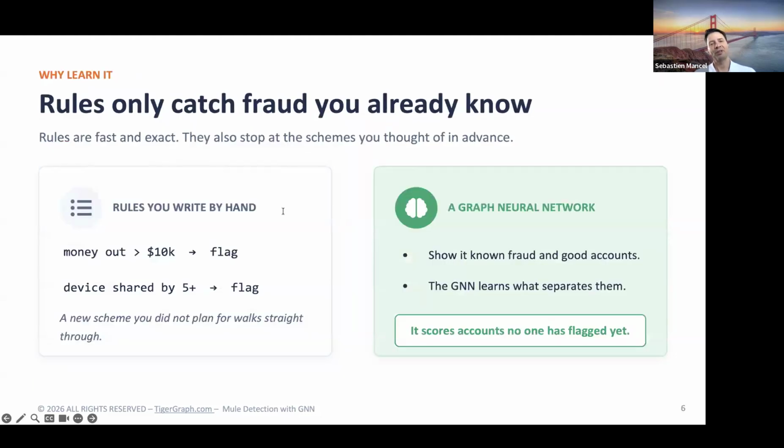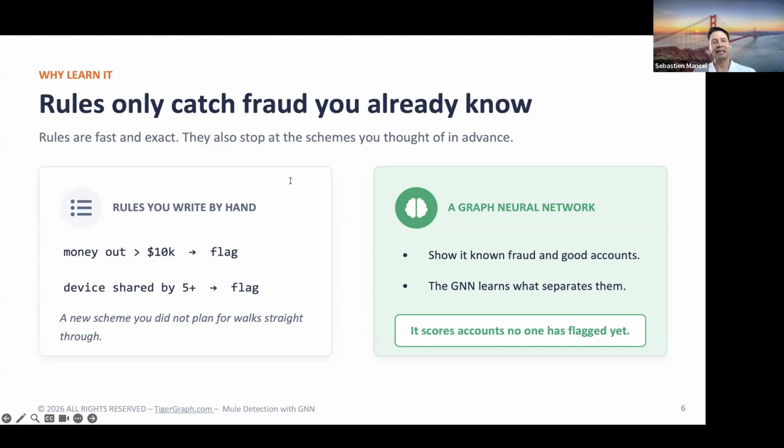So rules are powerful, but they can only catch the fraud patterns we understand well enough to define. They are fast, explainable, and precise. If we know the behavior we want to catch, for example, a large transfer out or a device shared by many accounts, we can write a rule to detect it. But fraudsters adapt. They change behavior, spread activity across multiple accounts, rotate devices, and stay below the known threshold. So a new scheme can bypass rules simply because it doesn't match an existing pattern.